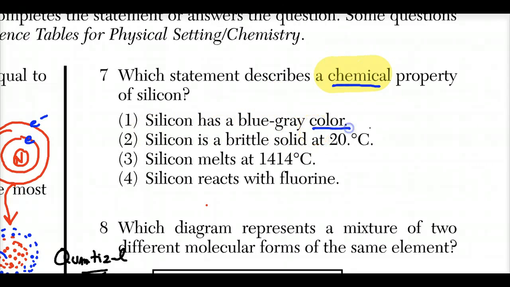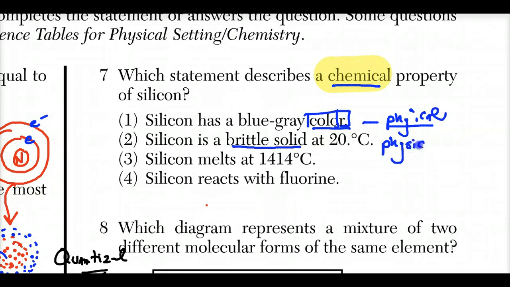So color is a physical property because you can test for the color of something without changing its chemical makeup. Okay, silicon being brittle, how hard it is, is also a physical property. Just to show you that I can spell physical. All right. Silicon melts at this temperature. Melting is, as we talked about, an intensive physical property.